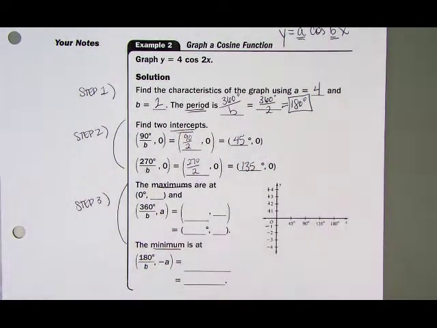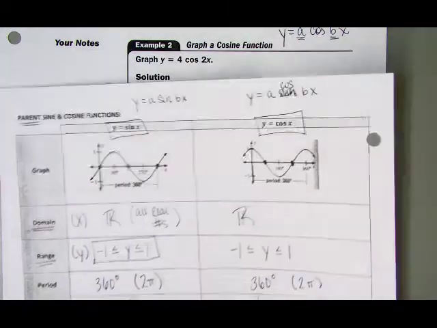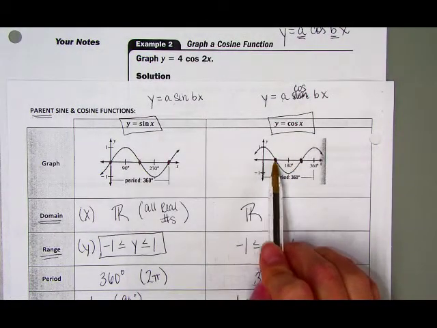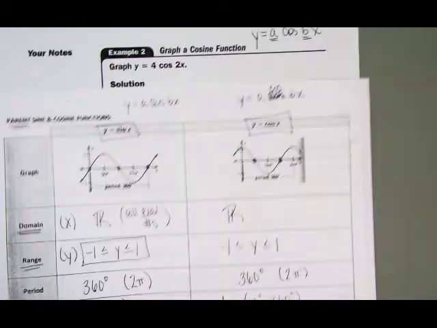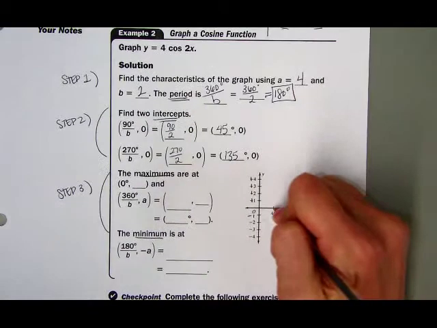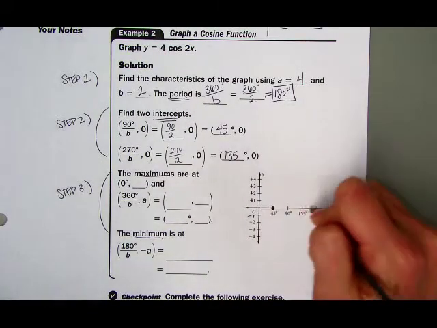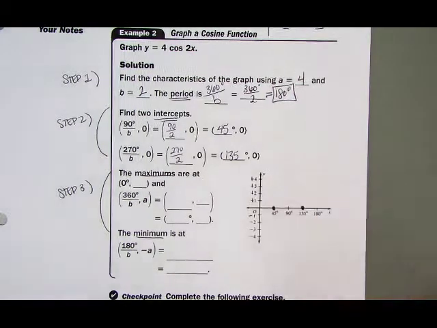Since they're intercepts, just like the intercepts of our graph showed us here, we know that they happen when the y value is 0. So we know that at 45 degrees and at 135 degrees we have our intercepts.